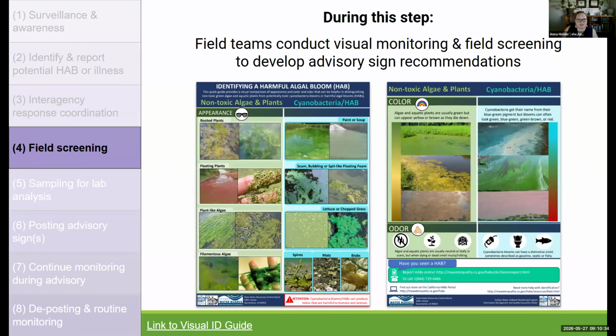So in support of this monitoring, the Water Board has a pretty dense library of online resources available totally free on the internet, available to assist folks in visually identifying HABs, harmful algal blooms, both on the ground and by microscope. So this is a screenshot of one of our visual guides, and a link to it on the bottom of the slide in that green bar. And for more information, we covered this topic of field screening during course 1, where we covered it in a lot more detail.